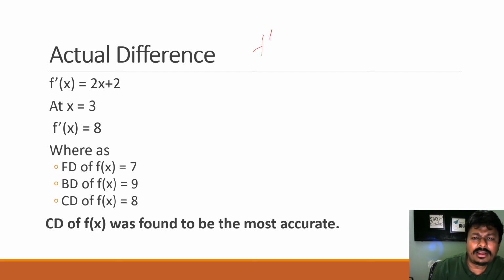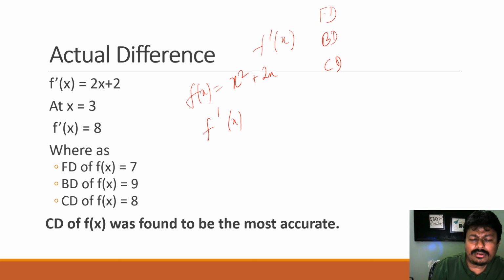In the previous slide, what I have discussed is the differentiation of a function f of x with the help of forward difference, backward difference, and central difference. Now I will show the derivative of function f of x by the conventional method, not the discretization method. So as f of x is x squared plus 2x, f prime x will be 2x plus 2. Now x is 3, so 2 into 3 is 6 plus 2 will be 8.